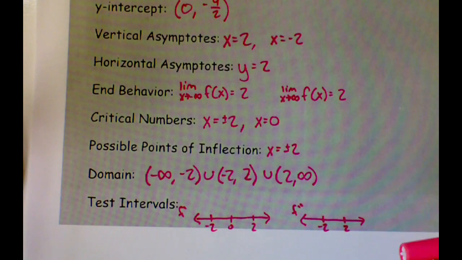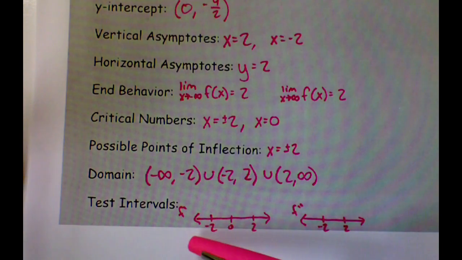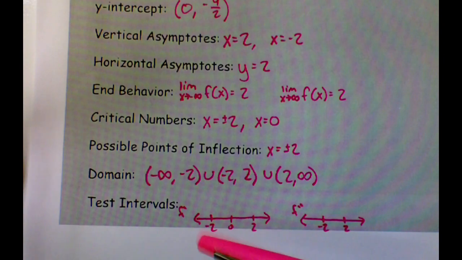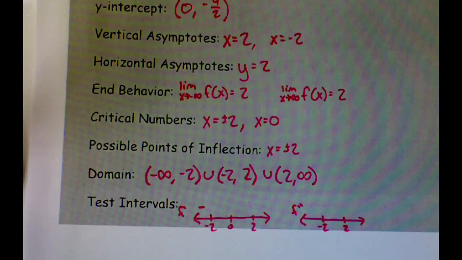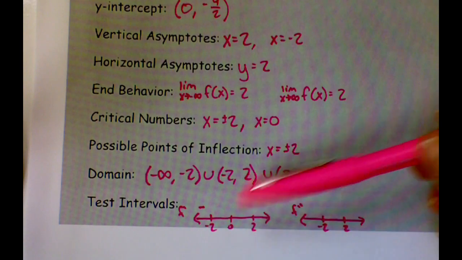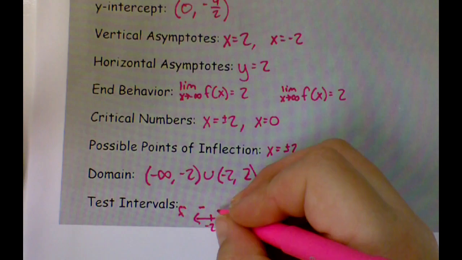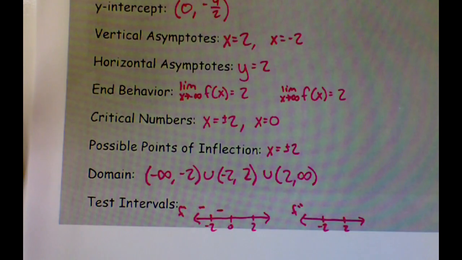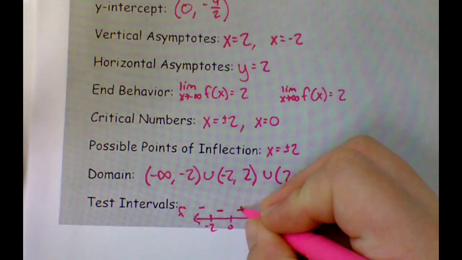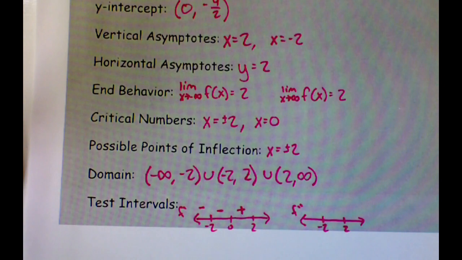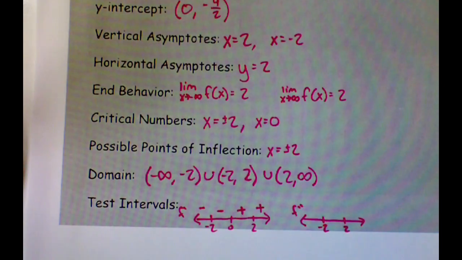So in the first derivative, if I pick a number that is less than negative 2 and plug it in, I'm going to get a negative over a positive, which is negative. If I pick a number between negative 2 and 0 and plug it into my first derivative, I get a negative over a positive, which is again a negative. If I pick a number between 0 and 2, plug it into the first derivative, I get a positive over a positive. And a number bigger than 2, I get a positive again.